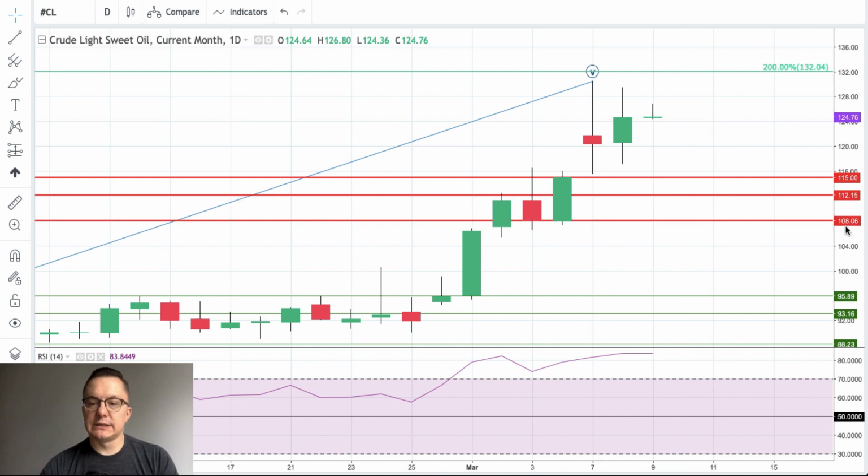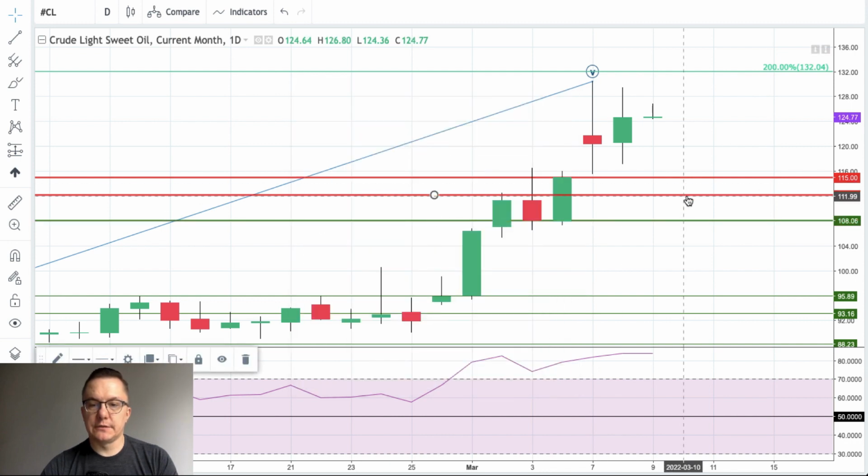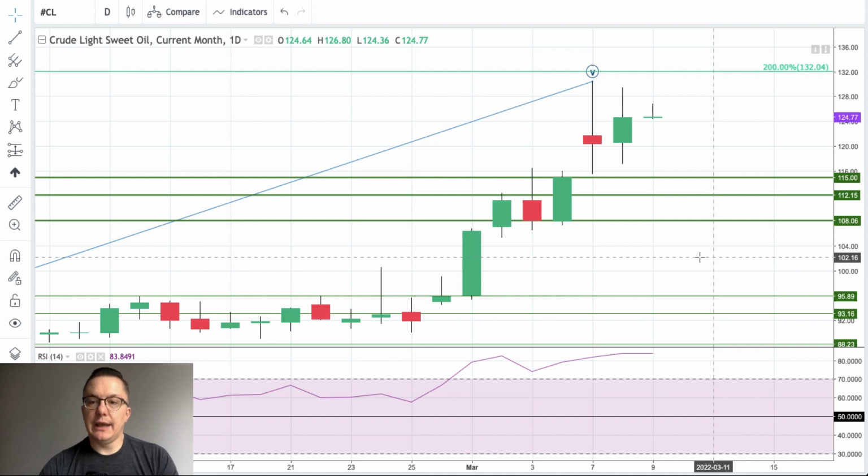Now the levels of 108.06 and 115 will act as technical support and supply. Sorry, demand zone, of course. So let's change this demand zone to green. This will be the demand zone for now, at least for now. There you go.